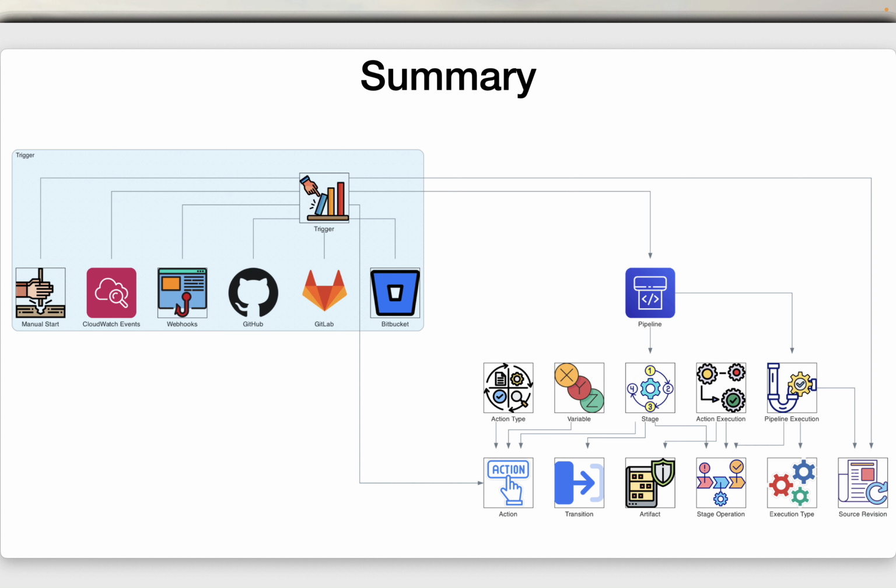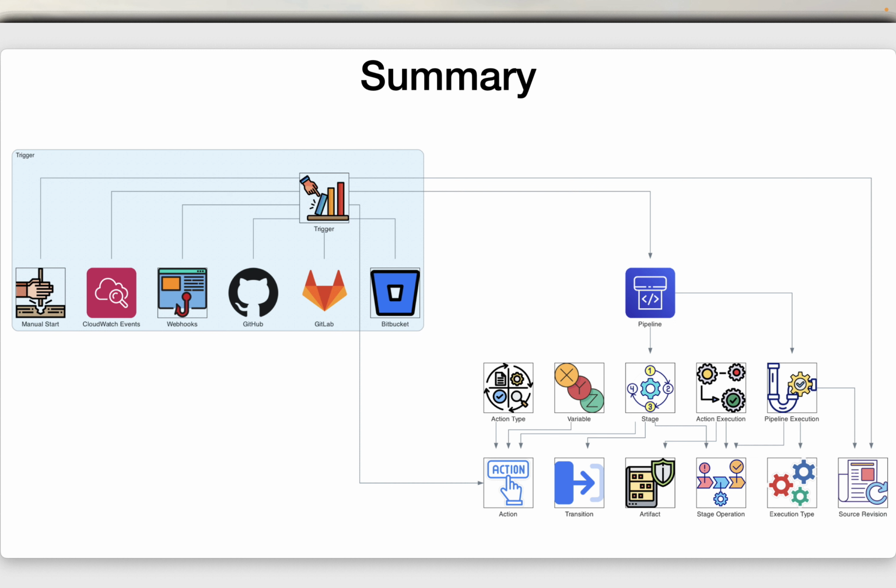A pipeline execution is started by various types of triggers, such as manually, through CloudWatch events, webhooks, or source control systems like GitHub, GitLab, or Bitbucket. The trigger initiates the pipeline. Next, the trigger starts an execution of the pipeline. A pipeline is made up of stages, each of which contains actions. It also has pipeline executions that track the history and status of each pipeline run. So this is the whole pipeline object, and then that has stages, and it gets an execution ID.